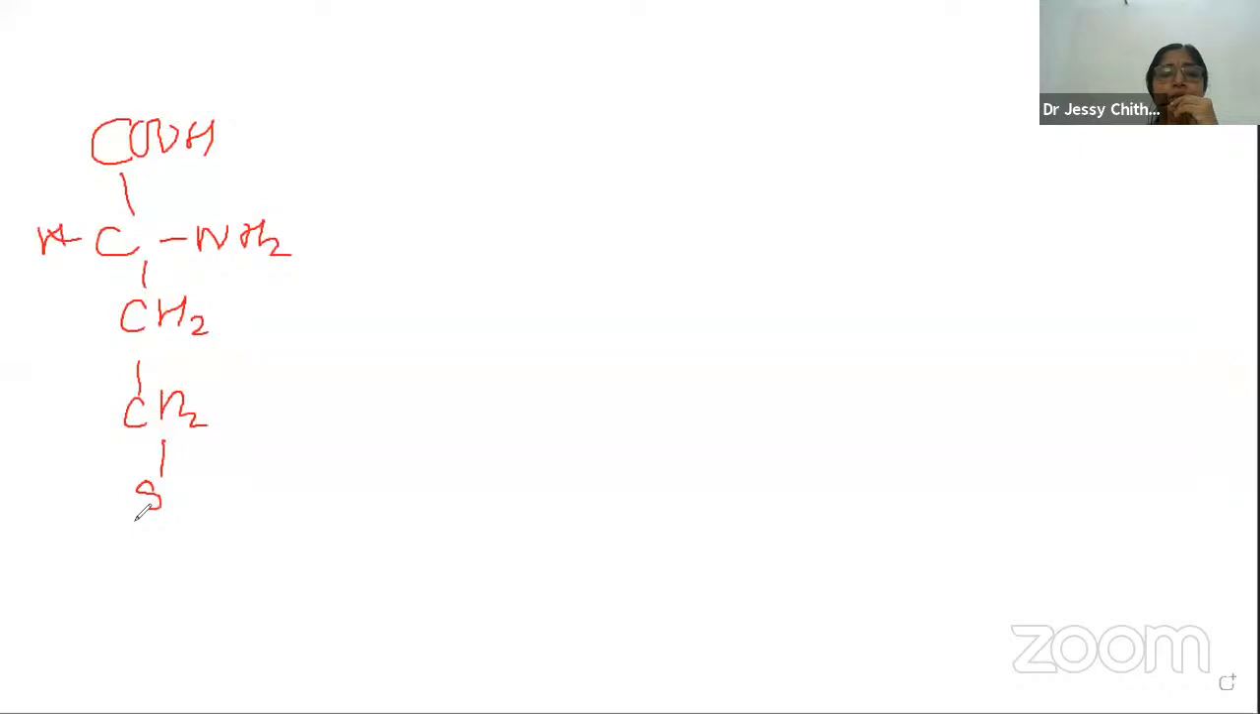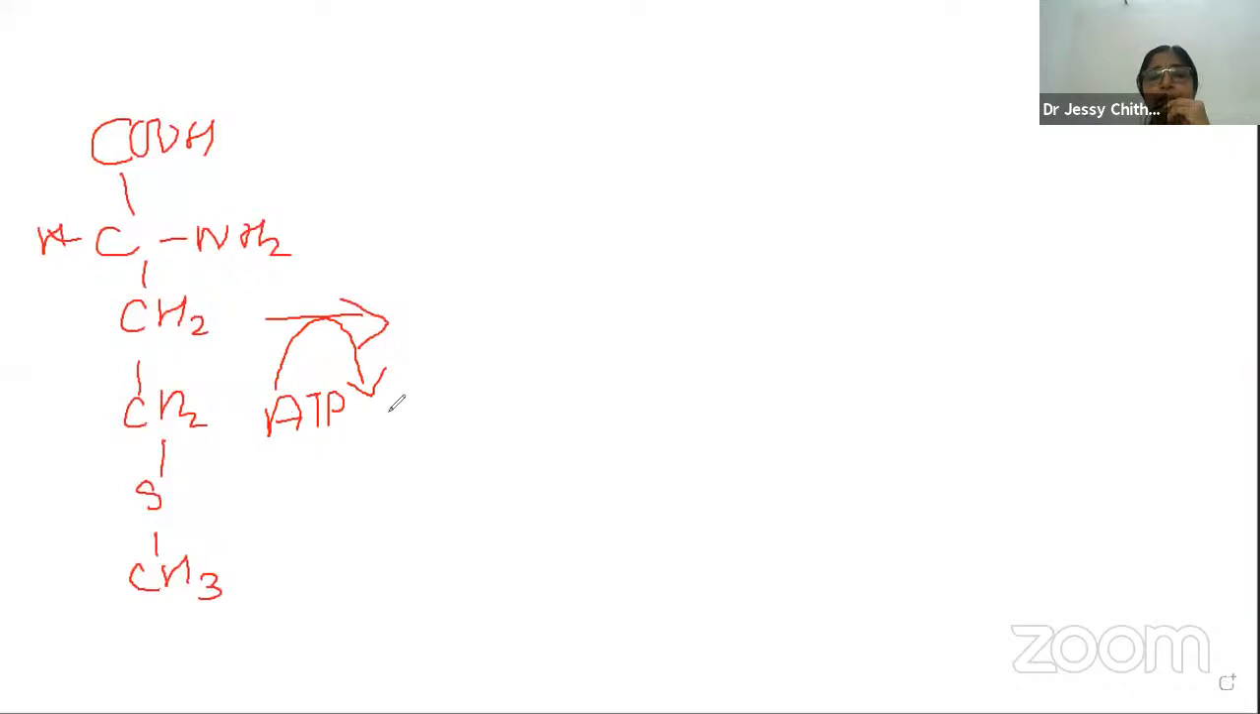How is active methionine synthesized from methionine? Methionine, in the presence of the methionine adenosyl transferase enzyme, utilizes a molecule of ATP. From ATP, the adenosyl group is transferred to methionine, forming S-adenosyl methionine.